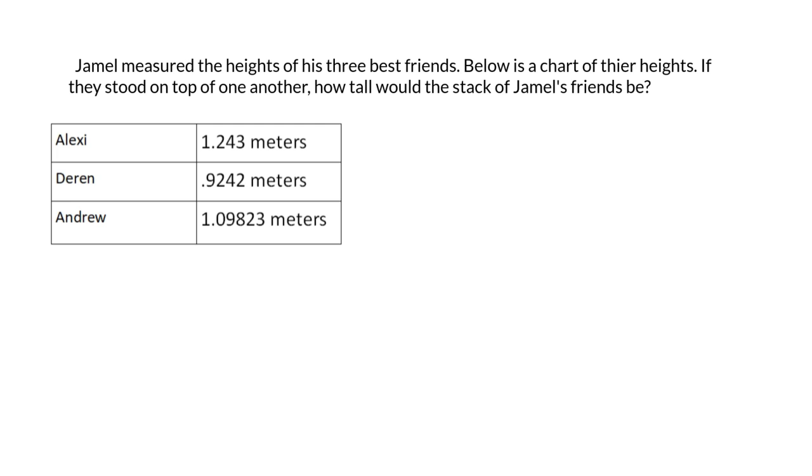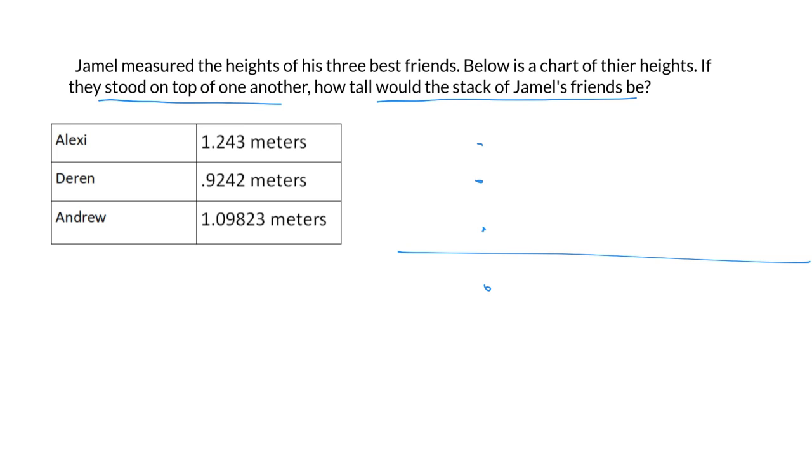Okay, last problem we're going to practice our learning target with today. Jamel measured the heights of 3 of his best friends. Below is a chart of their heights in meters. If they stood on top of one another, how tall would the stack of Jamel's friends be? Okay, so what we need to do, they stood on top of one another, how tall would the stack be? So we're going to just be adding all of these numbers. Should be pretty easy. Start with my decimal point, decimal point, decimal point, and 1 for our sum.